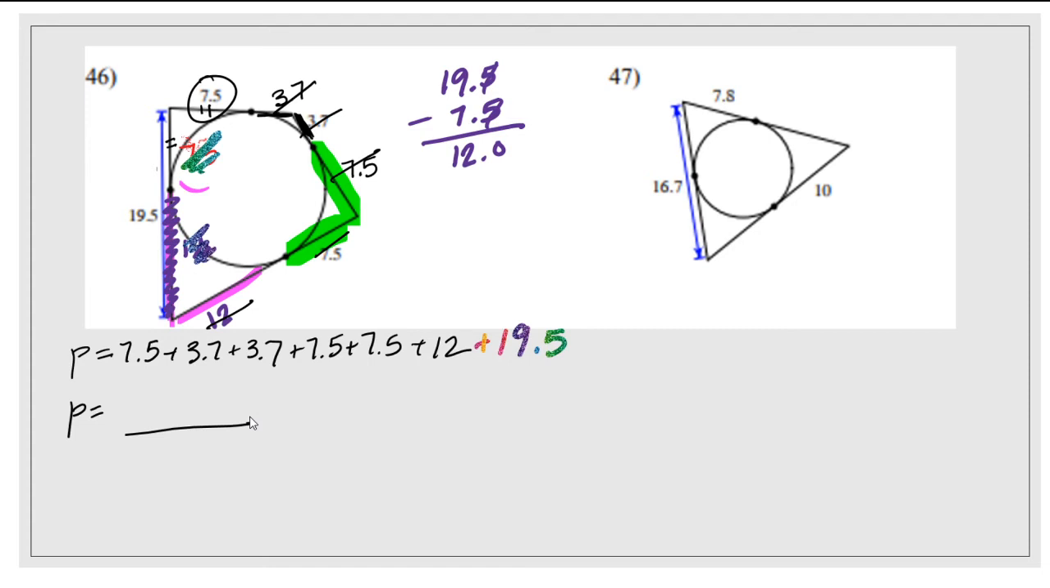Since this is 10, so is this. Since this is 7.8, so is this. Now again, we have this whole segment, so I need to find this portion, which is going to be 16.7 minus 7.8. Again, got to do a little math. We got to borrow. Ooh, borrowing. We're going old school there.